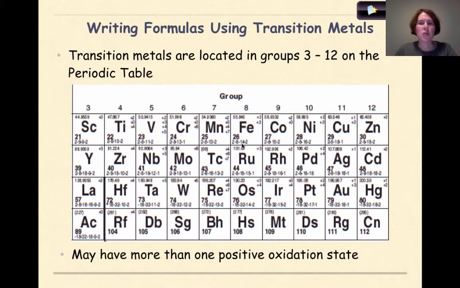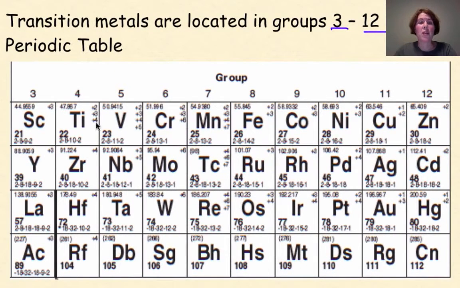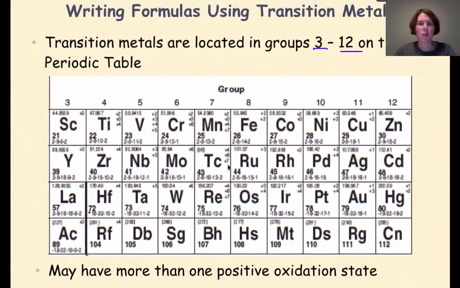So, writing formulas using transition metals. Transition metals are located in groups 3 through 12 on the periodic table. Remember that your transition metals are going to include elements like titanium and manganese and iron and cobalt. The real key thing to remember about your transition metals is that many of them have multiple oxidation states, multiple charges that you can use in your chemical formulas. Some of them, like copper, can be +1 or +2, and other ones like zinc will only be one charge, like +2. So just something to keep in mind as you use these with your chemical formulas.